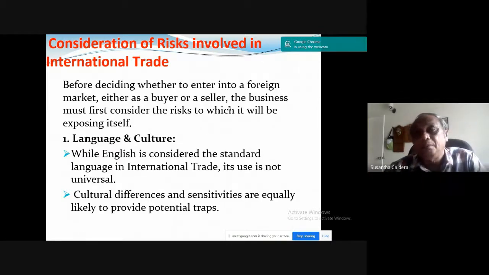Right. Before deciding whether to enter into a foreign market, either as a buyer or a seller, the business must first consider the risk to which it will be exposing itself. Very important. If a customer comes and asks you, Miss, I want to start international trade, right? So what are the risks? I'll have to check what risk I have to be concerned about. Then we have to advise the customer.